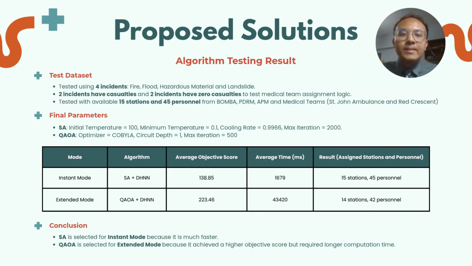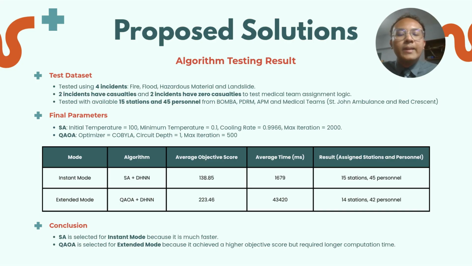For the algorithm testing, I use a test dataset with 4 incident types, which are fire, flood, hazardous material, and landslide. Among these incidents, 2 have casualties and 2 have zero casualties. This is important because I wanted to test whether the system can correctly assign the medical teams only when they are needed. The resource dataset includes 15 available stations and 45 personnel from the Bomba, PDRM, APM, and medical teams, which are St. John and Red Crescent.